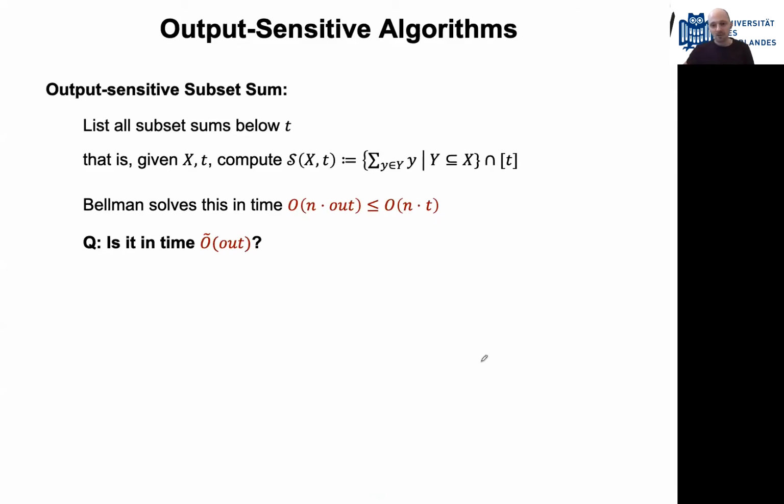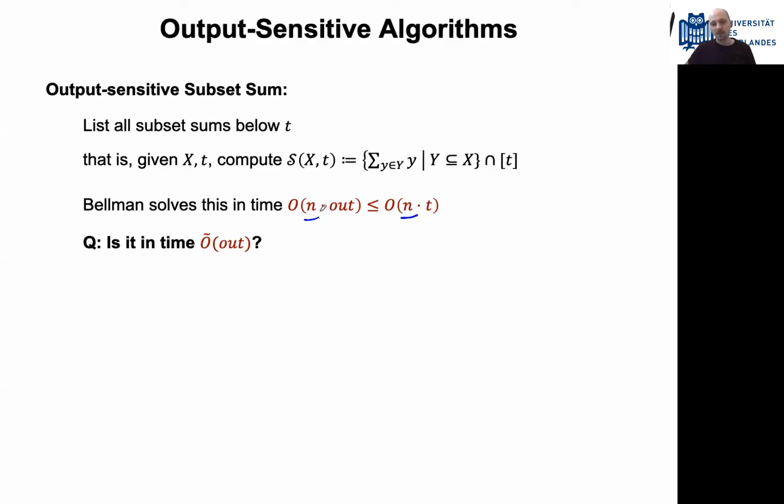Now, 5 years ago, it didn't make sense to ask this question because we didn't even know how to shave off this factor n from the n times t. Now we know that this can be shaved off. So naturally, now one can ask whether for this output-sensitive setting, one can also shave off this factor n, which would in some way give the best of both worlds. Like you could shave off the factor n as in the parameter t setting, and you only have running time proportional to the actual attainable subset sums. So it's number out.